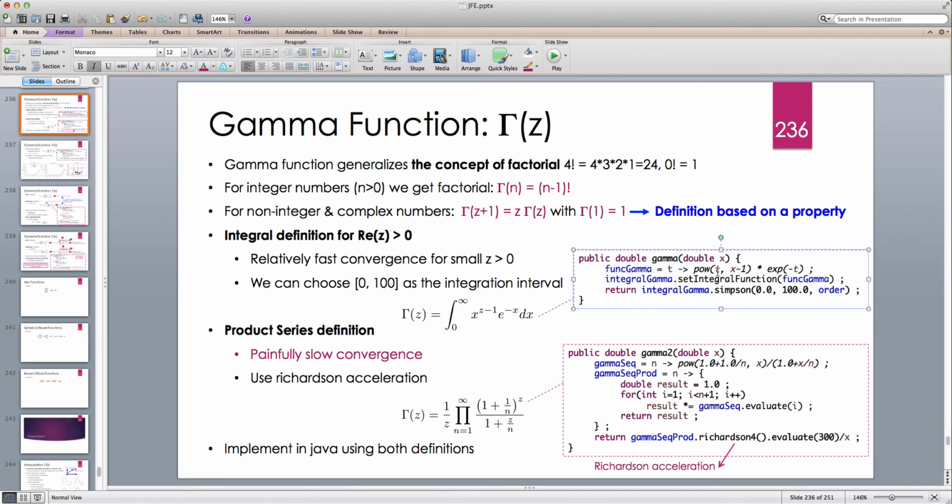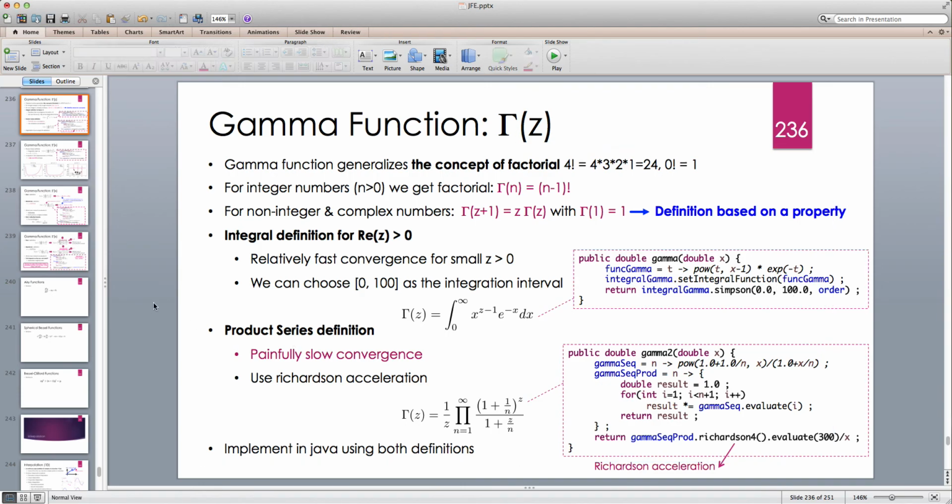And again, note that each time we are evaluating at x, we need to redefine our integrand, because our integrand depends on z, or depends on x, right? When you change the x, the function that you're integrating over is also changing. And then we take the integral from 0 to 100 with some number of subintervals like 100, 200, 300, and with one of the integration methods that we have looked at in the previous lectures. Here I'm just assuming it's Simpson. All right.